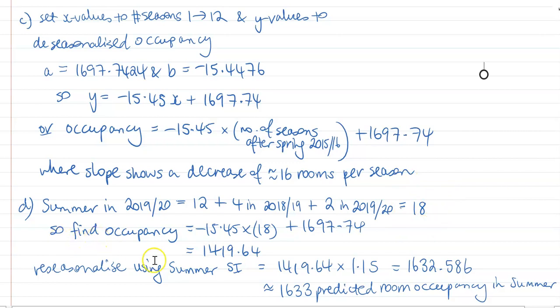I then pop that into our deseasonalized regression model to give us an occupancy of 1419.64. And then lastly, I can't forget to re-seasonalize the data using the summer seasonal indice of 1.15. So then that gives us an occupancy of 1632.586. Again, I need to round that to a whole number of rooms. So rounding it up to 1633 predicted room occupancy in summer of 2019-20.